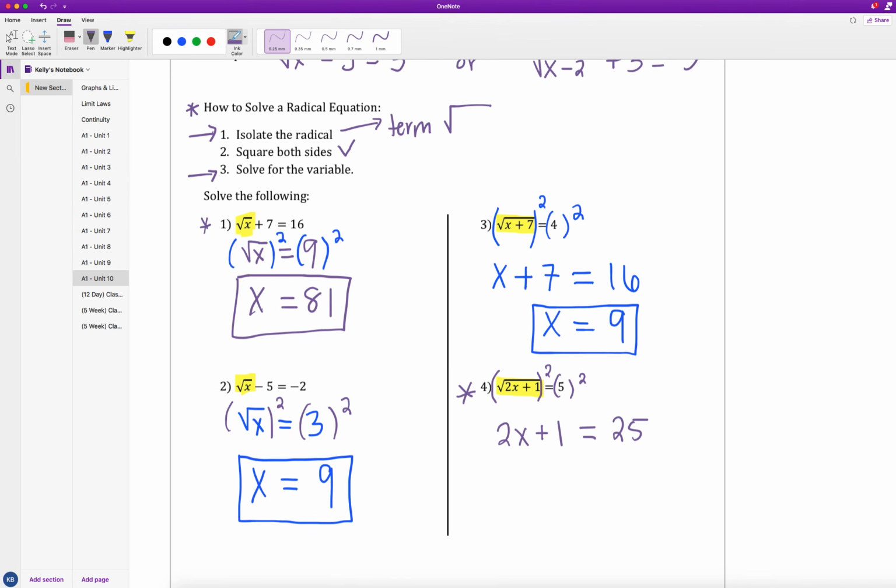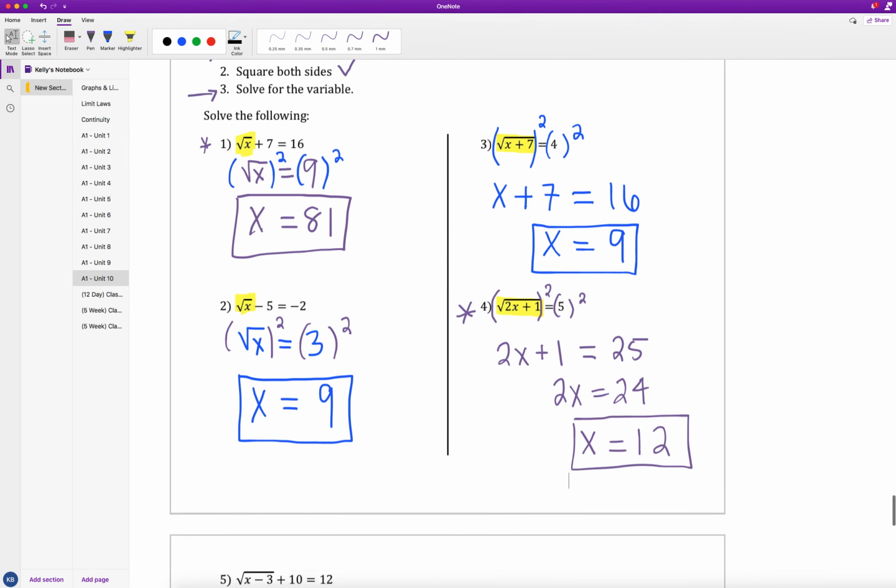From here, to isolate the variable, we want to subtract 1 and get 2x equals 24, and our final step will be to divide through by 2 and get x equals 12. So the one thing to keep in mind is when you're squaring, don't forget to square the left-hand side as well, because it would not be correct if we only squared one of these two sides. So just make sure as you go through each step that you are squaring both sides.